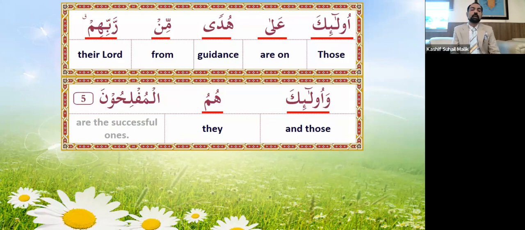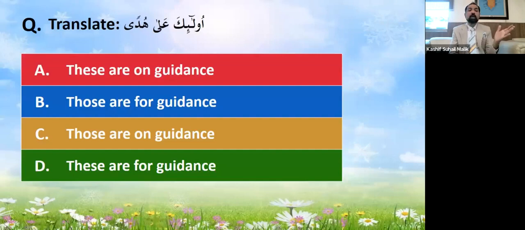So with this, alhamdulillah, we have applied the check on the first 5 ayahs of Surah Baqarah. Let's also apply this check on some other ayats, Ayat al-Kursi. But before that, let's do this quick interaction with each other. Ulaika ala hudan. Translate: A, B, C, D. Which one is the right answer?